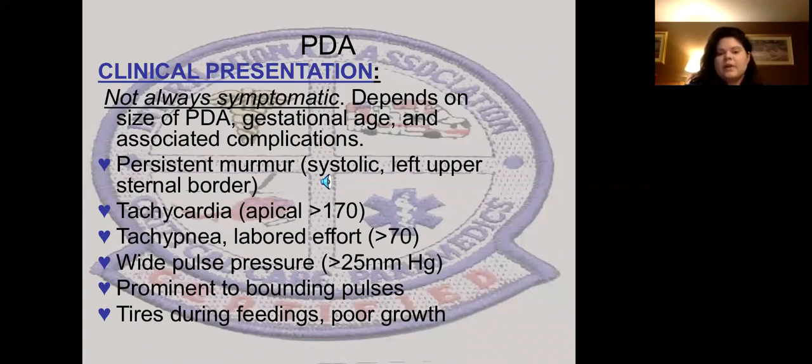Sometimes they have prominent bounding pulses, but the main thing to remember with these kids, a lot of them that have cardiovascular defects, is that they're going to be really tired when they feed. If you think about it, while they're feeding, they aren't getting as much oxygen anyway, and then they're having this issue with where their oxygen's going.